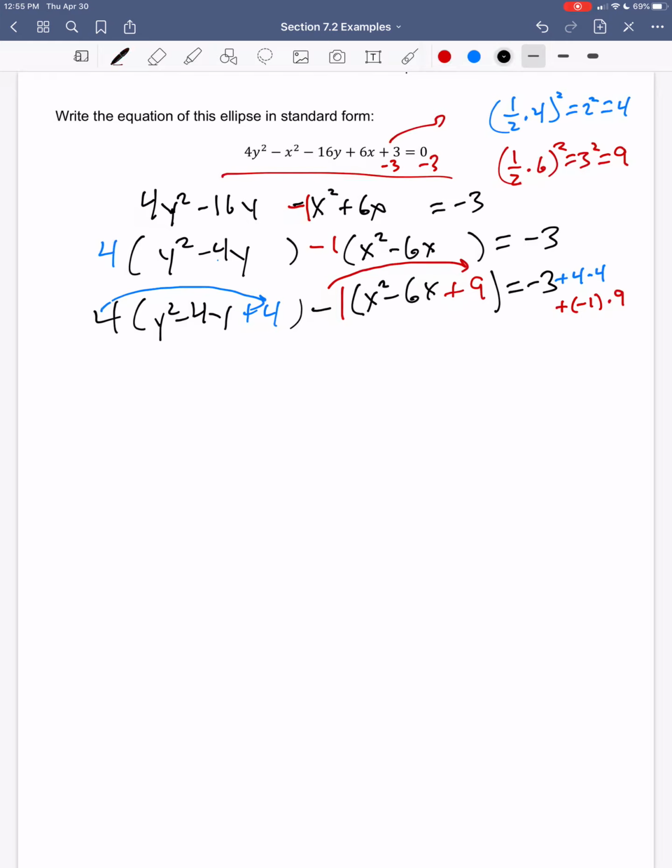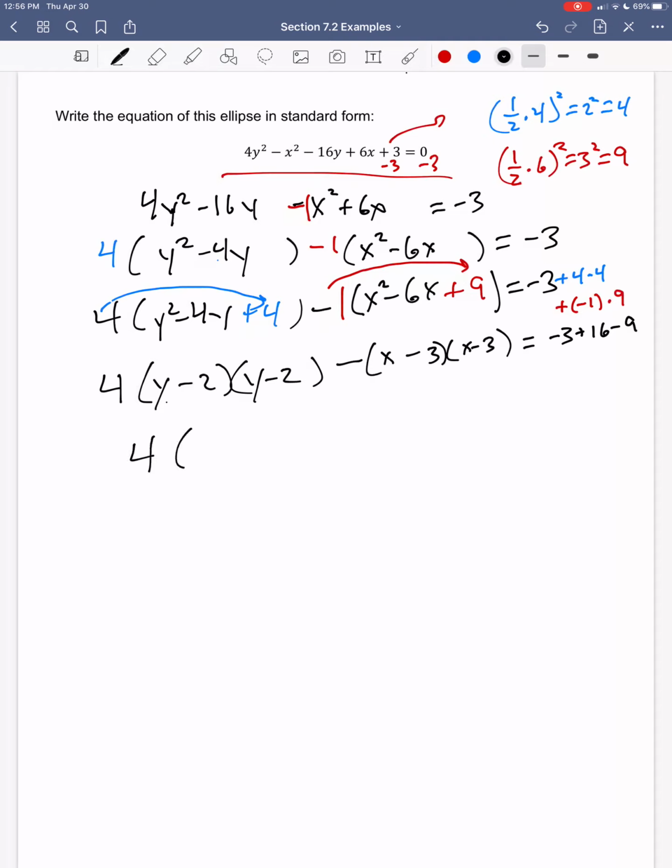So what I've got here, I'm going to start factoring this. So y squared is y times y. The 4 was 2 times 2. To get negative 4 in the middle, they'll both have to be minus. The x squared has to be x times x. The 9 came from 3 times 3. To get negative 6 in the middle, they'll both have to be minus. And what I get here then is negative 3 plus 16 minus 9. So I can write this as squared and squared. And over here I just get 4.